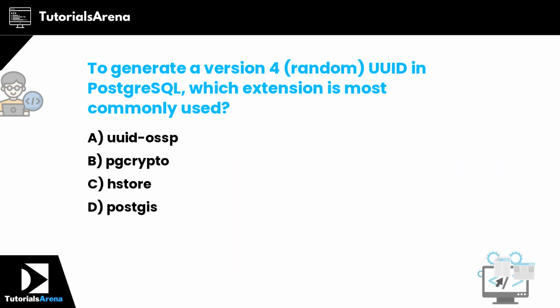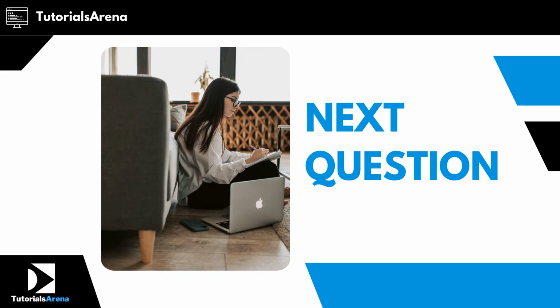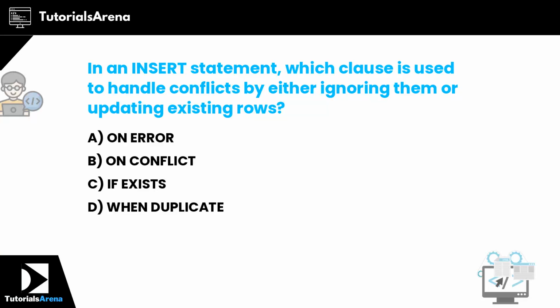To generate a version 4 random UUID in PostgreSQL, which extension is most commonly used? The correct answer is option A, uuid-ossp. In an insert statement, which clause is used to handle conflicts by either ignoring them or updating existing rows? The correct answer is option B, on conflict.